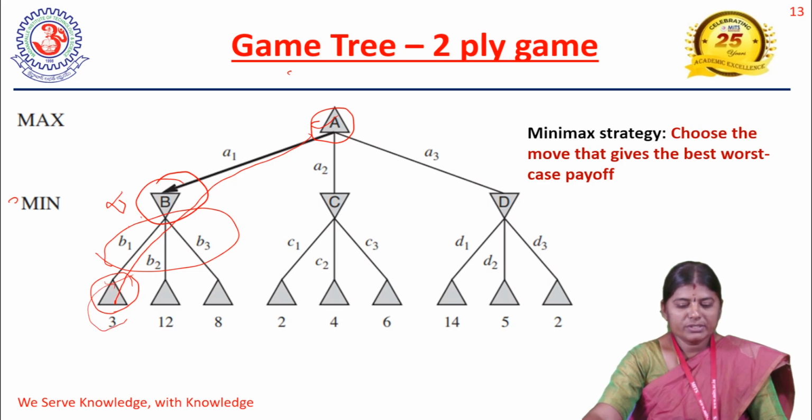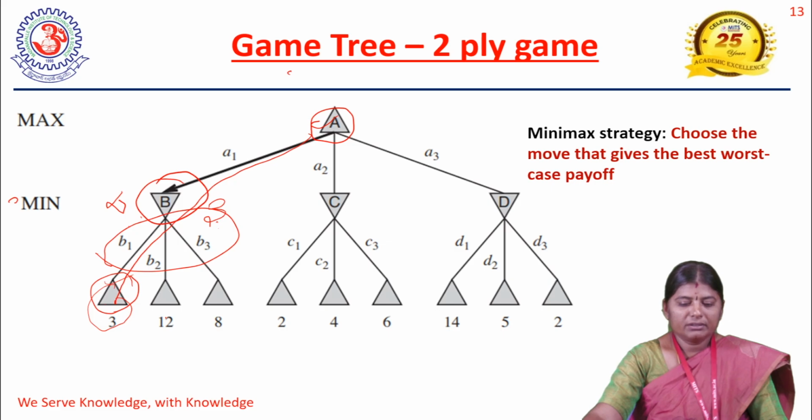Here the value is 3. 3 is compared with infinity. So now the minimax value of B is 3. Again, this is for all possible actions of this particular branch. Then 3 is compared with 12. 3 is compared with 8.